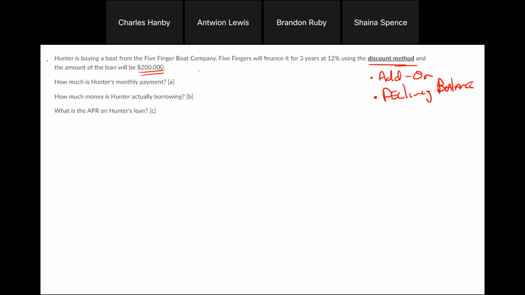So payment is simple. Payment is just the loan amount divided by the number of payments. So 3 years is 36 months. So that's 200,000 divided by 36. And that is $5,555.56 a month. The interest is the next step. We're going to calculate the interest and then subtract it from the loan amount, and that's the amount that he'll actually receive.